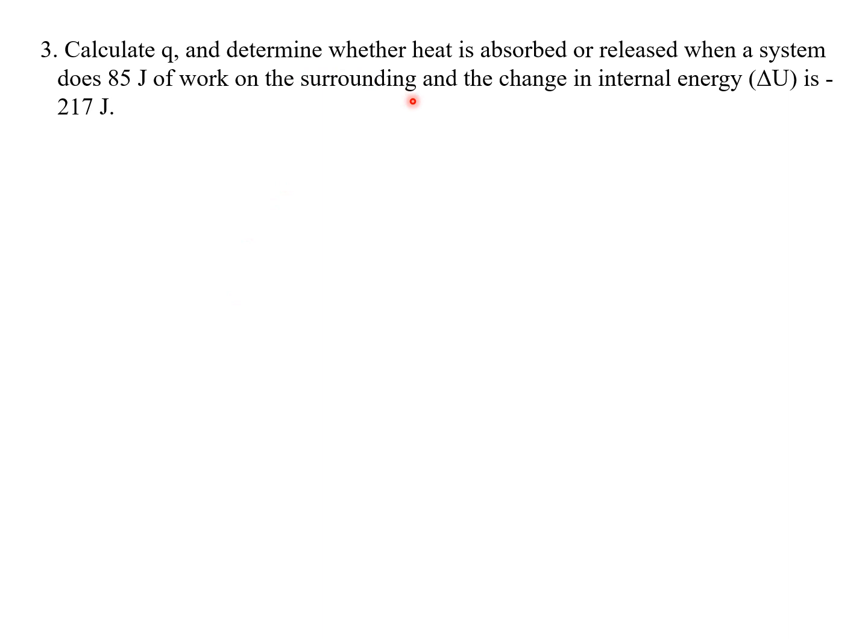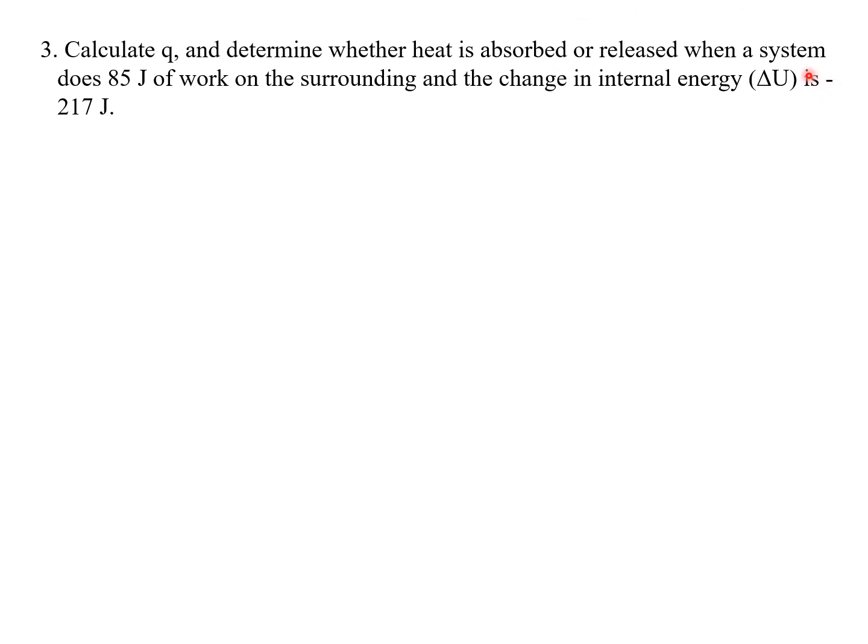Third example: calculate the Q value and determine whether heat is absorbed or released. How we can determine whether heat is absorbed or released depends on the sign of Q. If we get the negative sign, the heat is released to the surroundings. If we calculate Q and get a positive value, heat is absorbed.